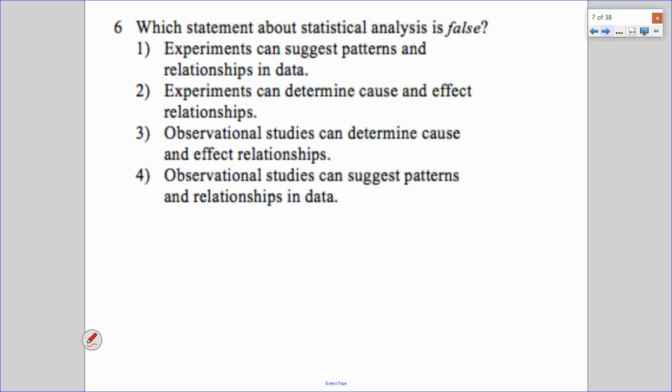So which statistical analysis is false? Let's go through each choice. Experiments can suggest patterns and relationships. Absolutely they can. Experiments can determine cause and effect relationships. Yes, they're the only type of statistical study that can.